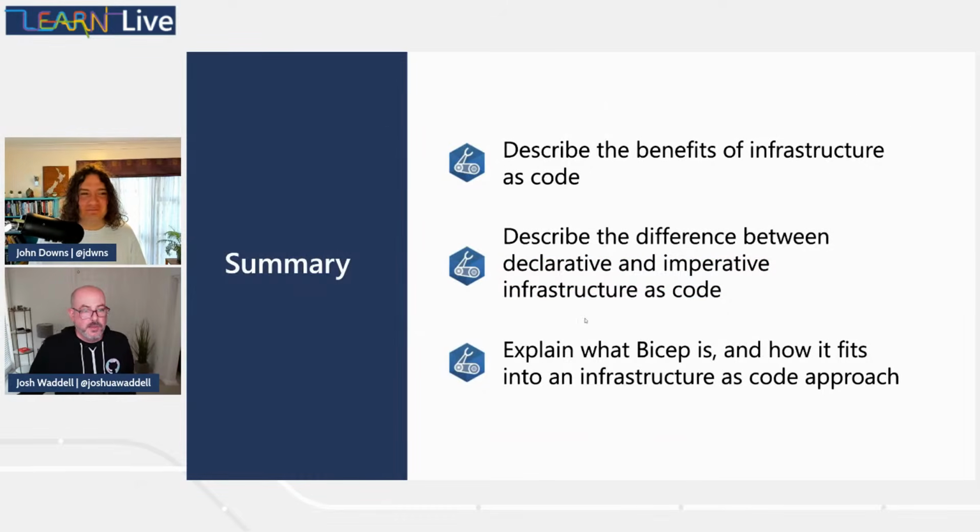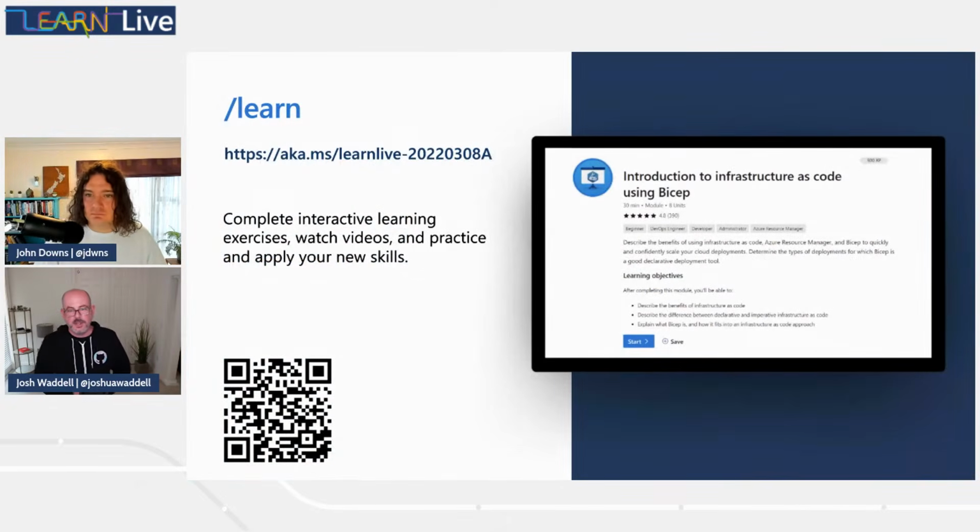All right. So just to summarize what we talked about today, we went through the process of describing the benefits of infrastructure as code. We talked about the difference between declarative and imperative infrastructure as code, and even had some good questions on it there at the end. And then we dove into what Bicep is and how it fits into an infrastructure as code approach. So again, if you didn't have a chance to follow along with today's discussion, this is a Learn module on MS Learn called Introduction to Infrastructure as Code using Bicep. You can visit that module by going to the link above or scanning that particular QR code.